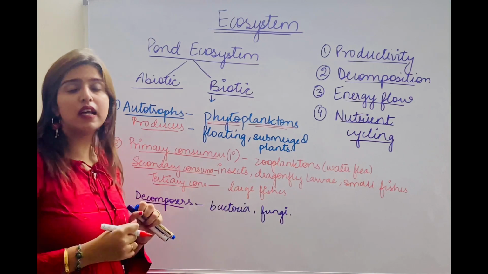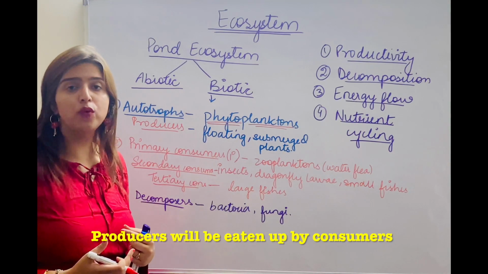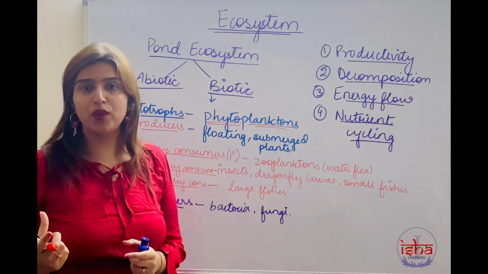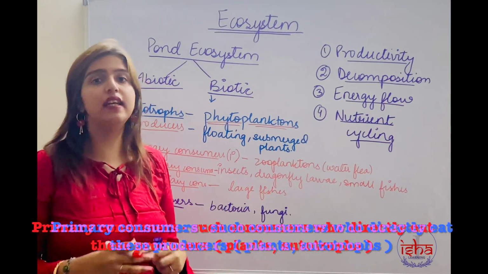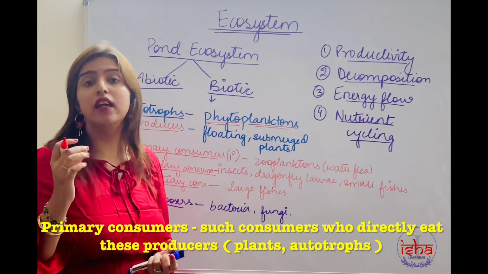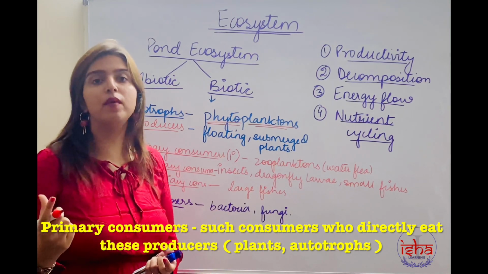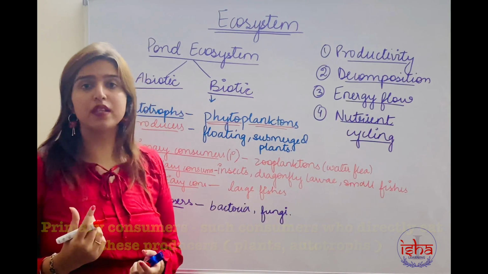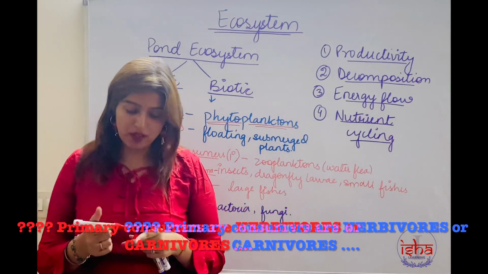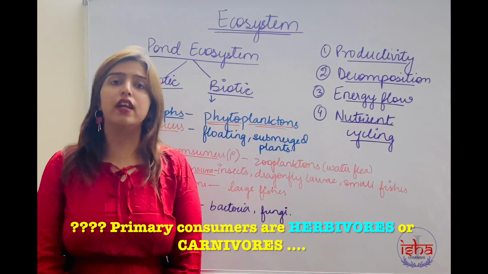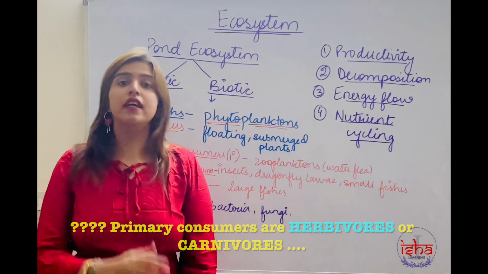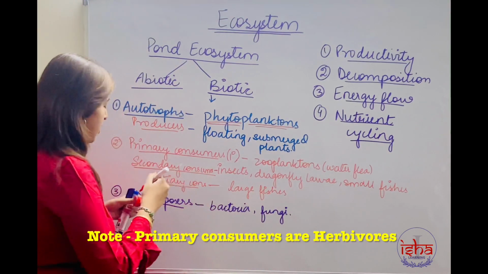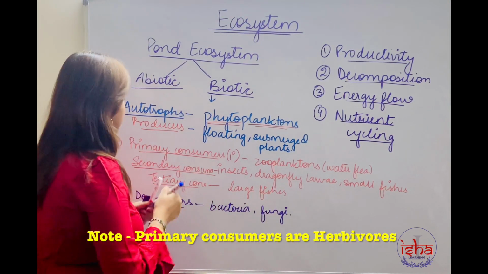Now producers naturally would be eaten up by whom? Consumers. So the consumers that directly eat these producers, जो ये पौधों को खाते हैं या जो ये autotrophs को खाते हैं, they are called primary consumers. Primary मतलब क्या होता है? पहला. तो वो consumers को क्या कहते हैं? Primary consumers. Naturally, if I would ask you, primary consumers are herbivores or carnivores? Well, it's obvious that since they are eating plants, they have to be herbivores. So these are herbivores.